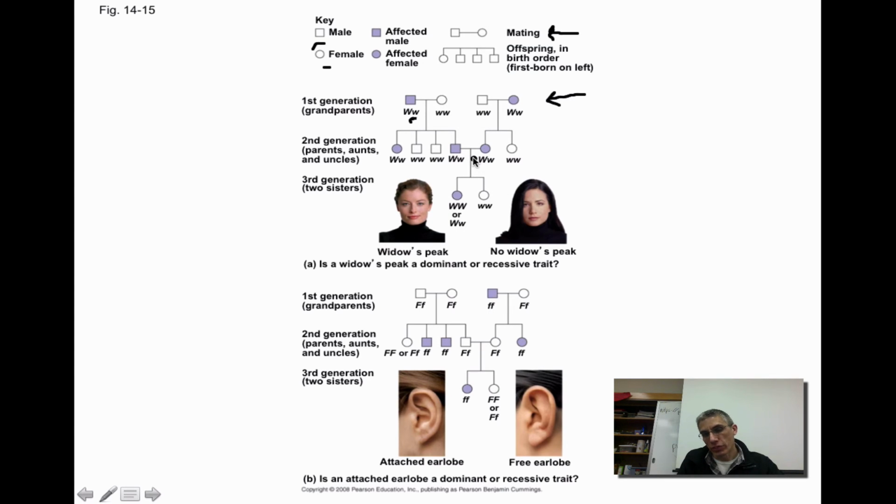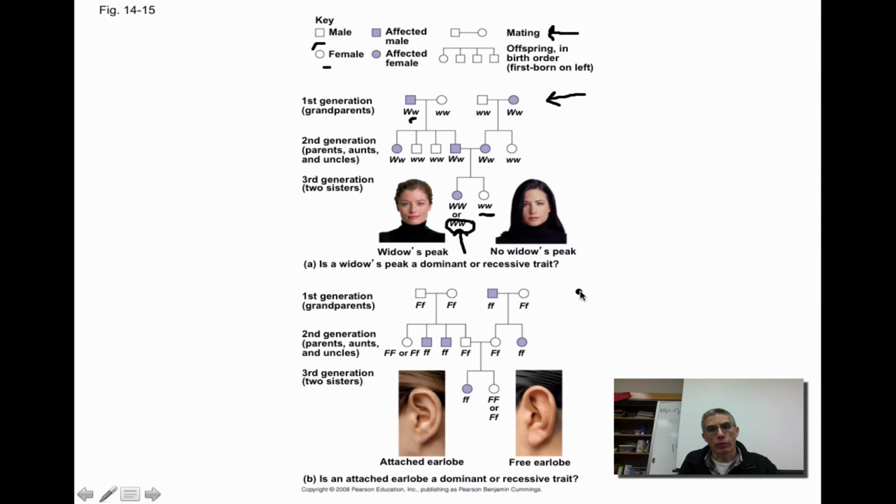Now, for some of us, we'd look at that and wonder, well, why in the world did that happen? Because both of these individuals actually have a widow's peak. Well, you've got to remember, if that individual is heterozygous, then there's a possibility we would have two lowercase w's come together. So down here towards the bottom would be another example of a pedigree.